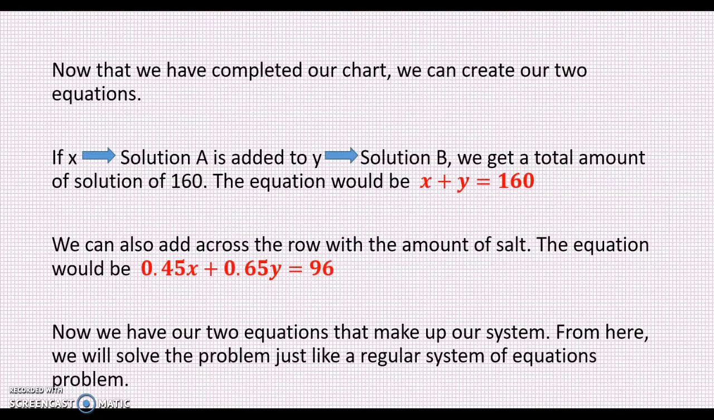Now we can set up our two equations since we've completed our chart. X, for solution A, added to Y, for solution B, and we know our total was 160 ounces, so X plus Y gives us 160. Then for our second equation, we also add across the row. We have 0.45X plus 0.65Y is equal to 96. So now we have our two equations that make up our system, so we can solve the problem like a regular system of linear equations problem.